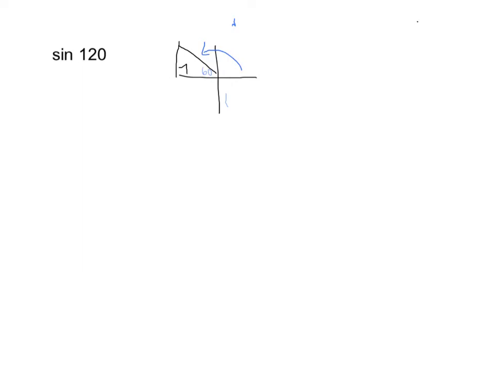So now that I have my reference angle, I can fill in this triangle just as I did in the last one. I still have a 30, 60, 90 triangle, and I'm still going to use the simplest ratio possible, which is going to be 1, root 3, and 2. So I'm going to fill in my triangle. Across from 30 degrees should be 1, across from 60 degrees should be the square root of 3, and across from 90 should be 2.